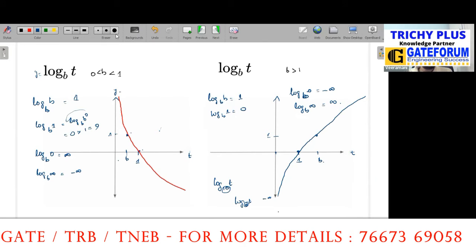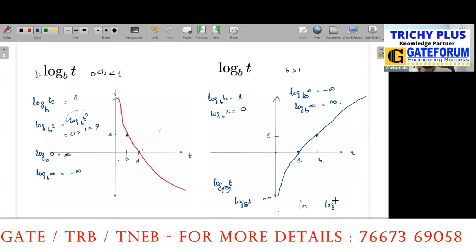And we will be using two kinds of logs, right? So ln and log. What is the difference between ln and log? Log basically has base 10, while ln has base e. Correct.